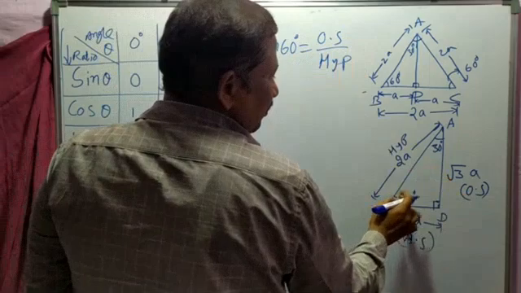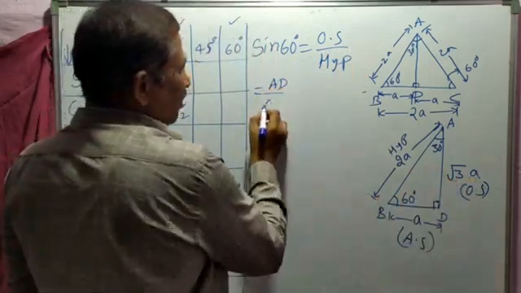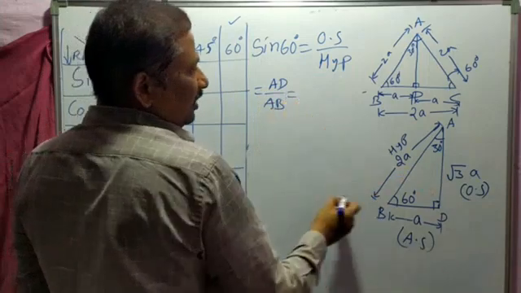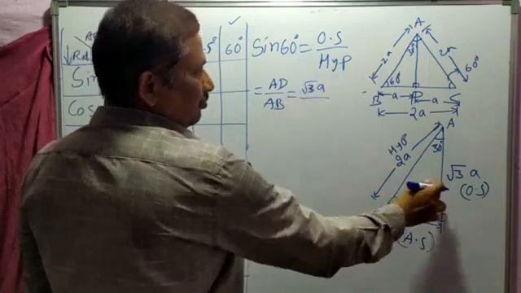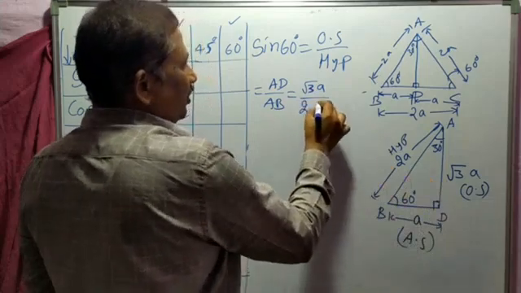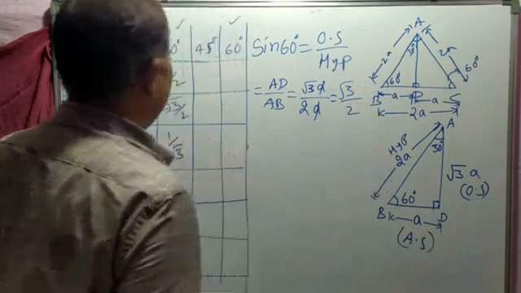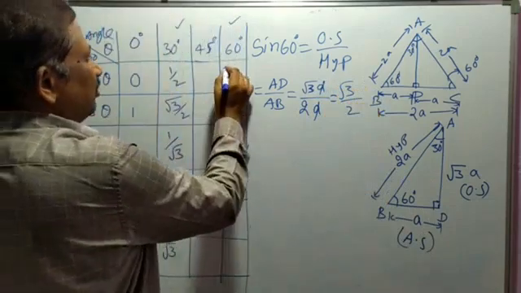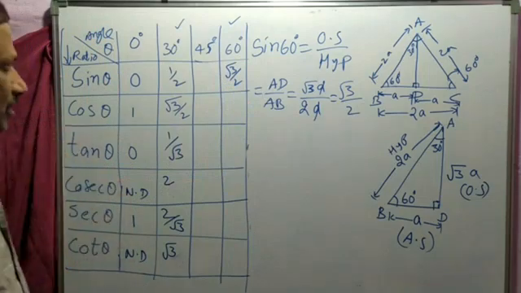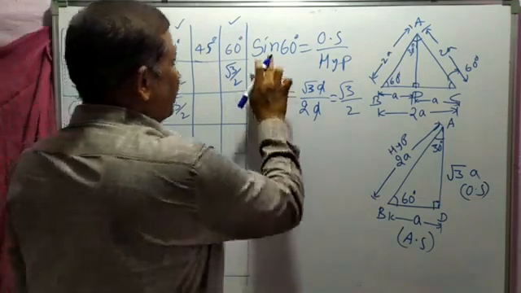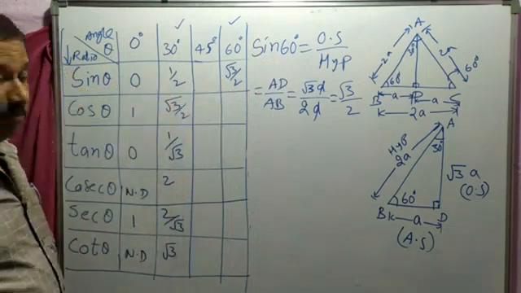What is your opposite side to this angle? AD. The hypotenuse is common. What is the AD value? Root 3A by 2A. A gets cancelled. Root 3 by 2 becomes. So sine 60 degrees is root 3 by 2. Sorry, not sine 30. Sine 60 degrees, root 3 by 2. Sine 30, 1 by 2.